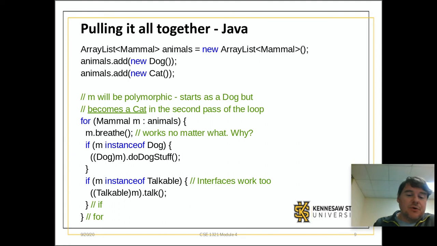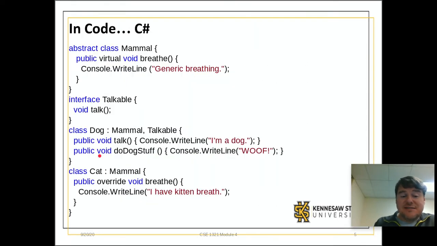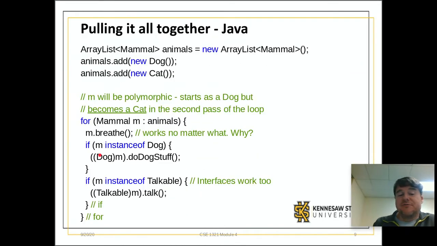All right? So then we're going on and we're saying, if the object that we got out is an instance of dog, then call do dog stuff. Now, remember, do dog stuff only existed in dog. It doesn't exist in cat. The cat does not know how to do dog stuff. So the do dog stuff method exists in dog. So this will only fire some of the time.